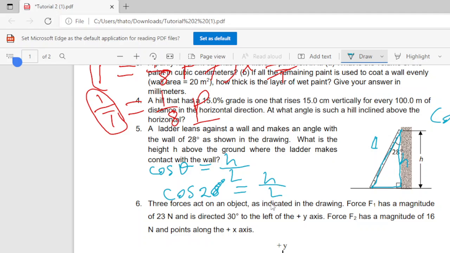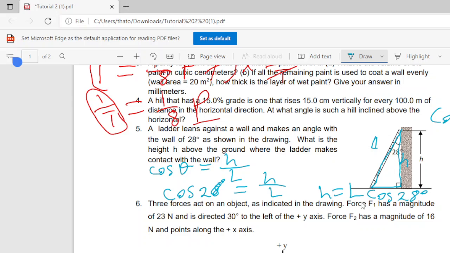Now if you want to make h the subject of the formula, h equals, you multiply by L both sides, so you're gonna have L this side, then the cos of 28 degrees. Now if they were to give you the length of the ladder, you would have a numerical value of this solution.